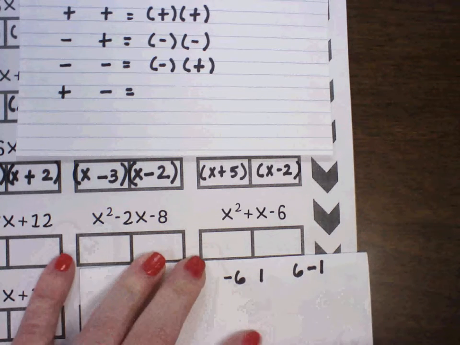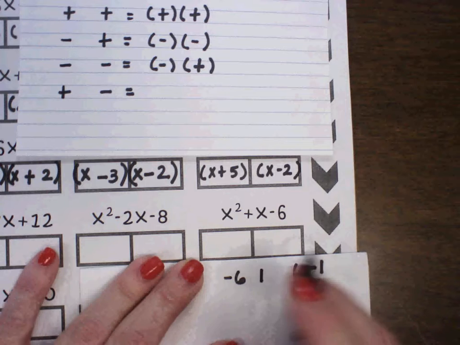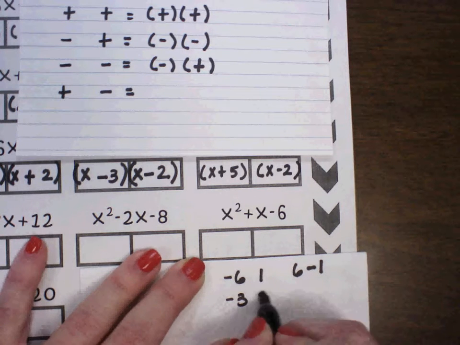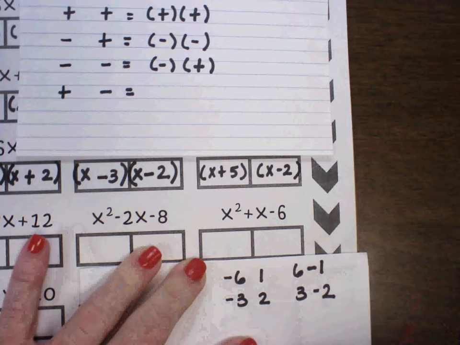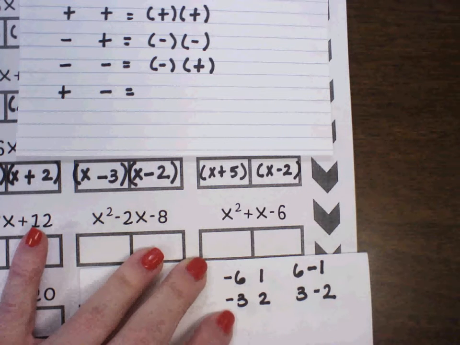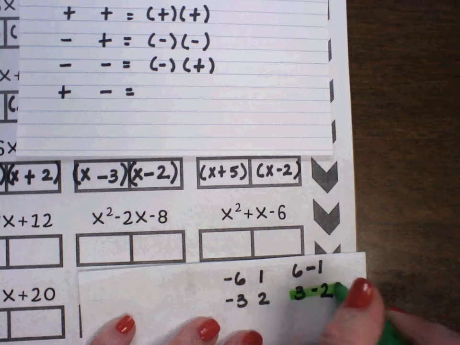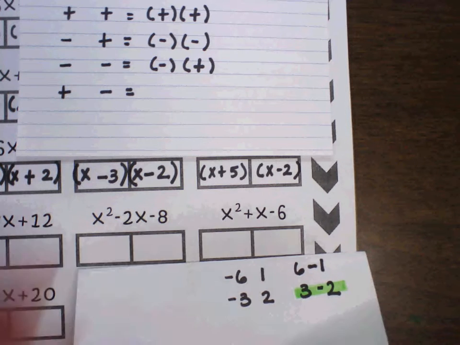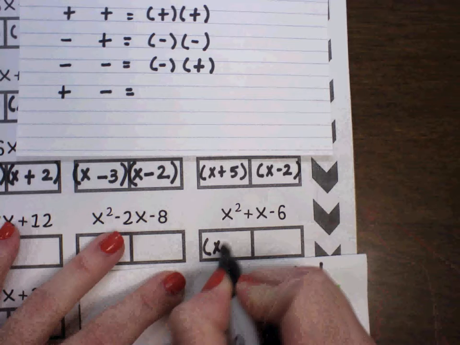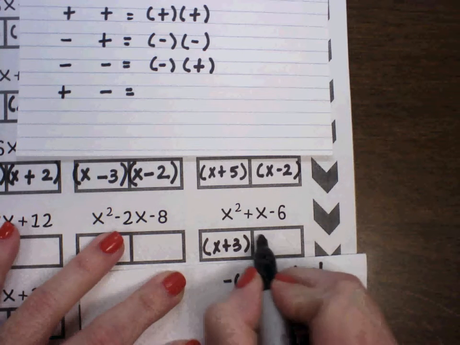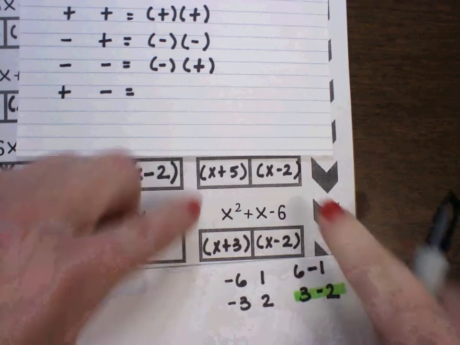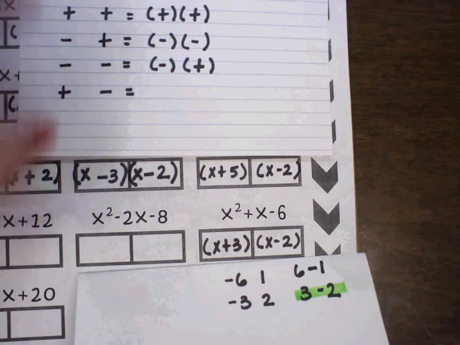So this would be x plus 3, x minus 2. So, and we got them. So what's the pattern for this one? A plus and a minus would be a plus and a minus. Okay, and I think we got all 4. Do not lose this, because that's your cheat sheet. We got it? All right, so let's keep this.